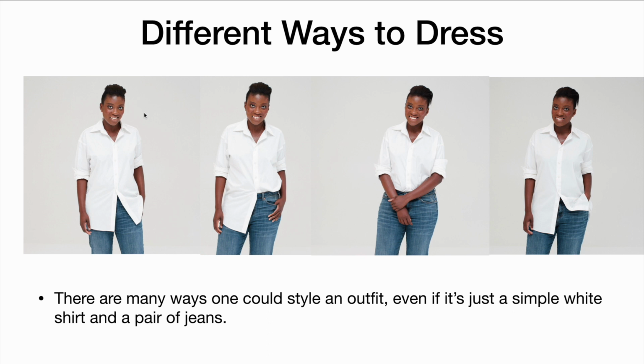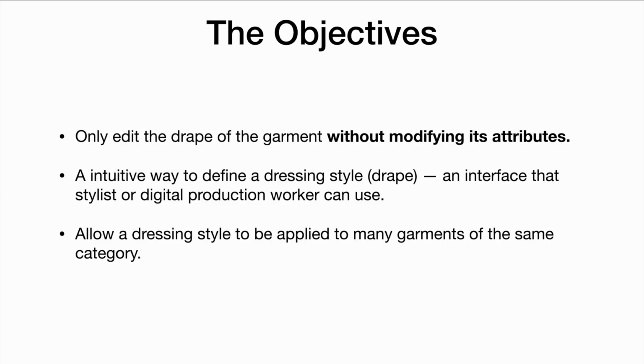So there are many ways you could style the same outfit, even if it's just a simple shirt and jeans. The key challenge here, there's a couple. Number one, we only want to modify how the garment is worn without changing the garment property. There are other works that also modify how the garment is dressed, but they happen to change the garment itself. So we're trying to avoid that.